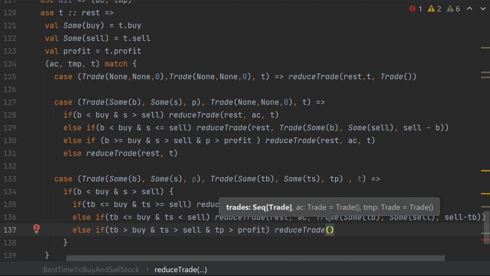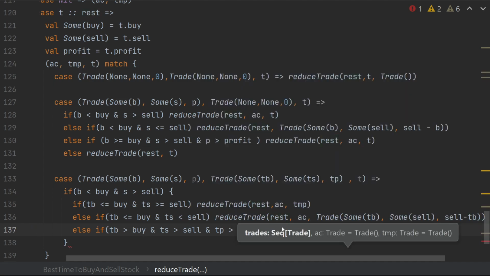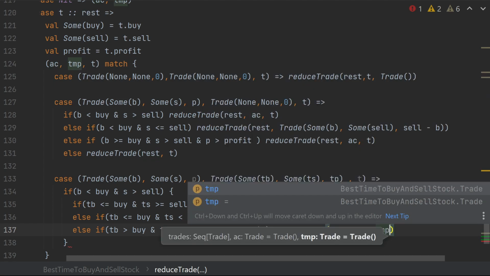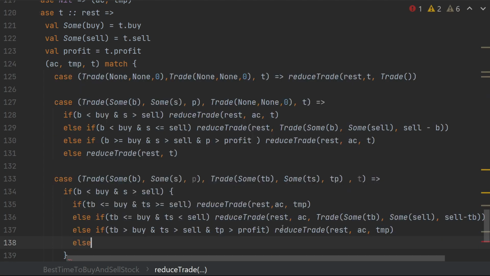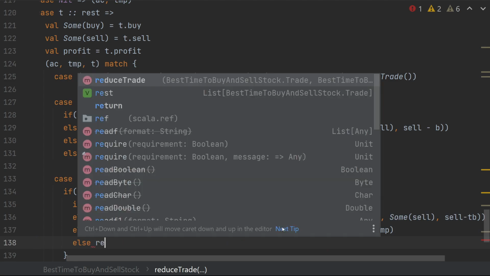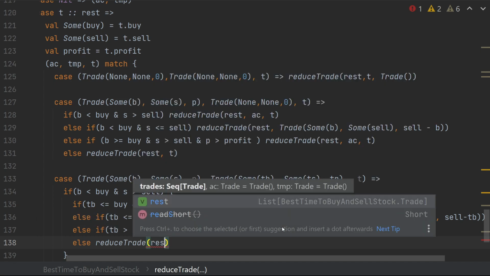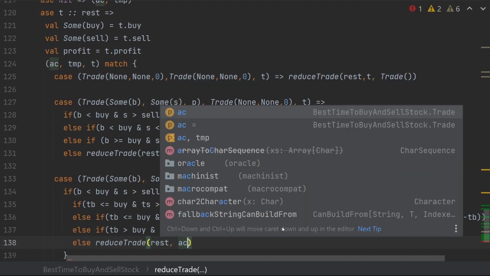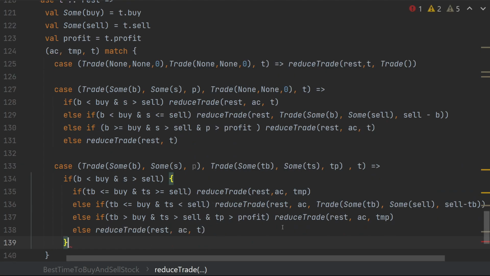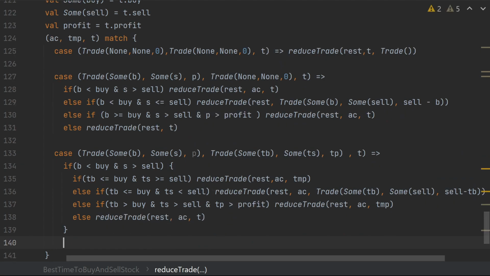So now the value would be rest comma AC comma temp. There is no point. Now the last case in this category would be, again, if the profit turns, then it is going to be rest comma AC comma T. All right, first if is done. Now we go to the next else if.